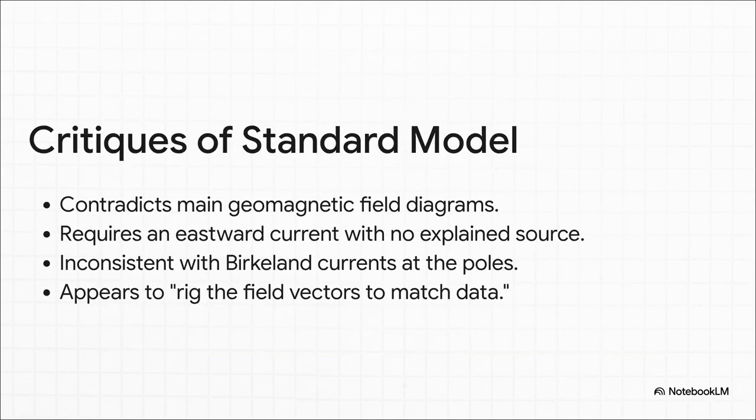First, he argues that the electric fields you need to make the anomaly work just don't line up with our diagrams of the main geomagnetic field. Then there's this huge problem. The model needs a powerful eastward electric current, but there's no explanation for what's powering it. It's like a circuit with no battery. He also points out that this is totally different from how we see currents behaving at the poles. The author's conclusion? It feels less like a genuine explanation and more like someone was just plugging in numbers to make the math fit the data.